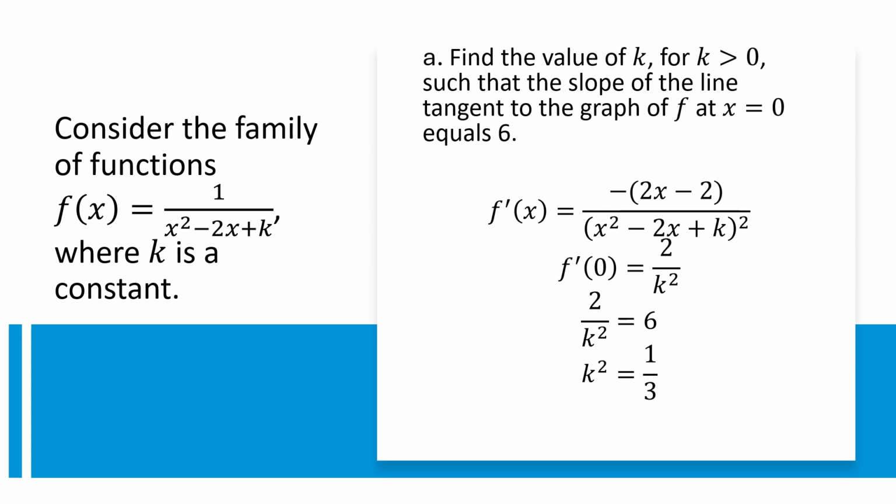So I multiplied k squared on both sides, then I divided by 6 to get k squared equals 1/3, or k equals technically plus or minus 1 over root 3, but they told us that k was greater than 0, so I didn't need the minus part. And so that was pretty straightforward, but I got 1 point for my derivative.